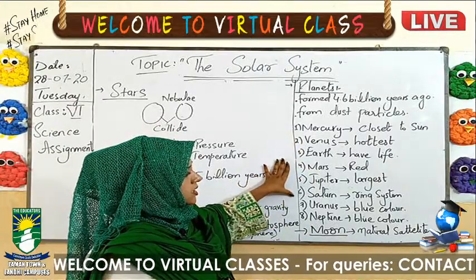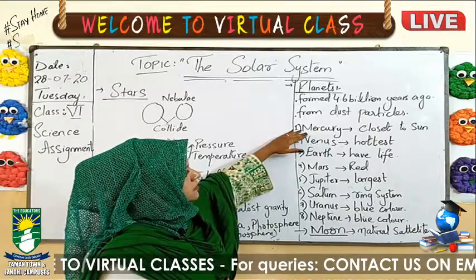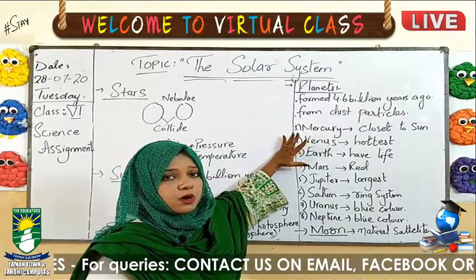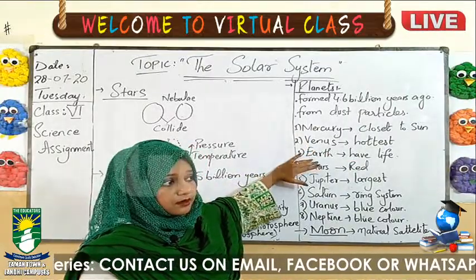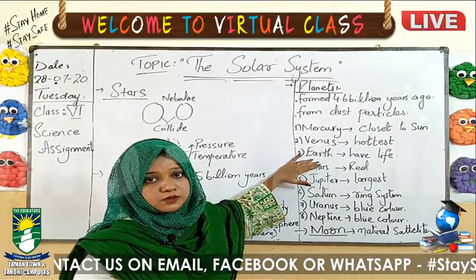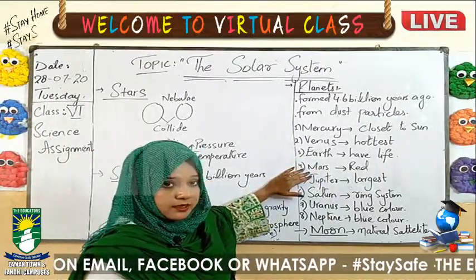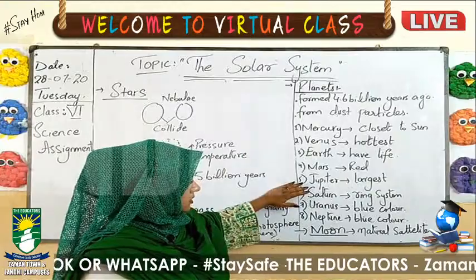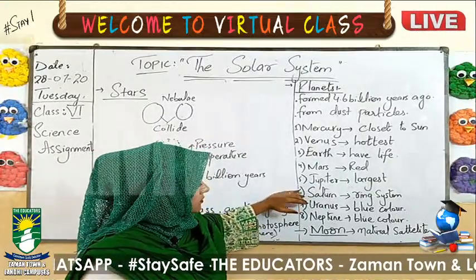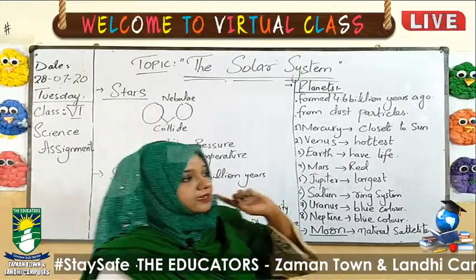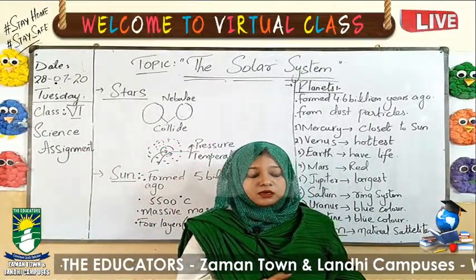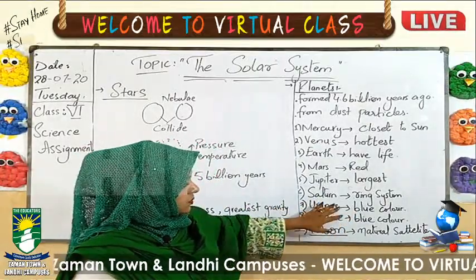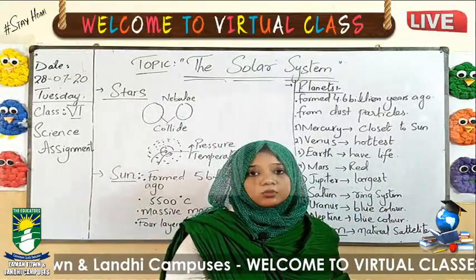There are some specialities related to every planet. Mercury is the closest to the Sun. Venus is the hottest. Earth is our planet and it is the only known planet which has life. Mars is red in color just because of the accumulation of red iron oxide. Jupiter is the largest planet of the solar system. Saturn has a special ring system around it which makes it beautiful and different from the other planets. Uranus and Neptune both have a blue color because of the accumulation of methane gas.